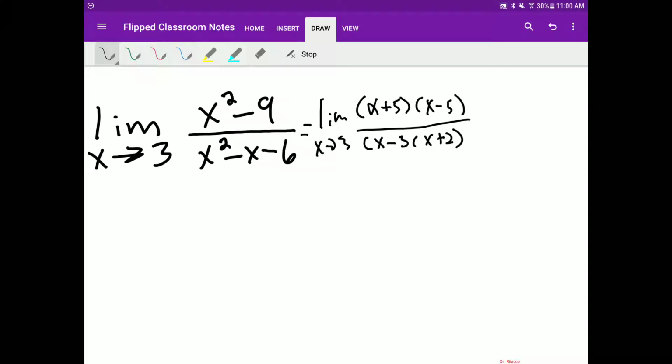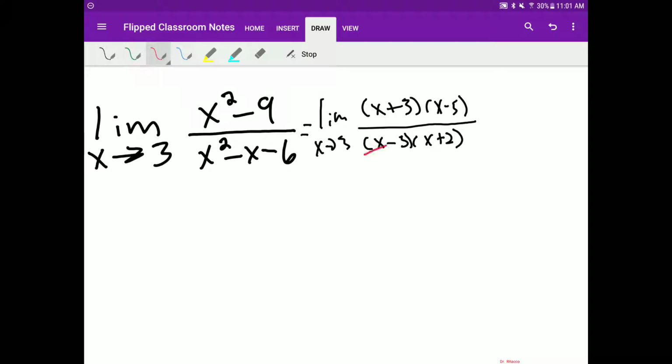All right, brain and mouth get together. And those are 3's, not 5's. I will rewrite those for you. x plus 3, x minus 3. So that's just factoring the numerator and the denominator.